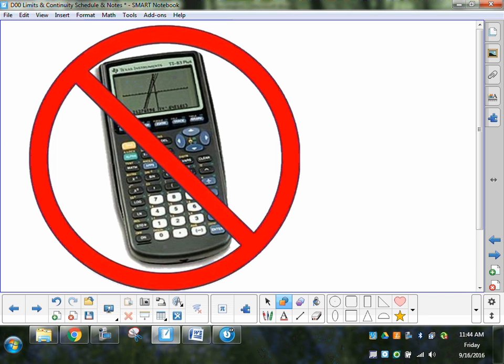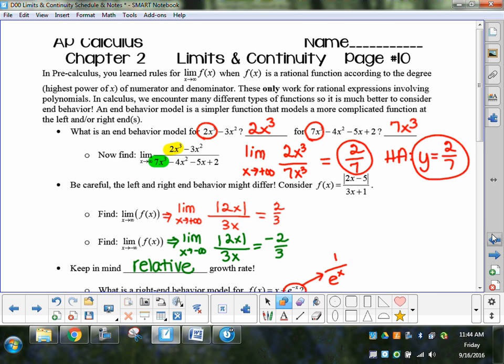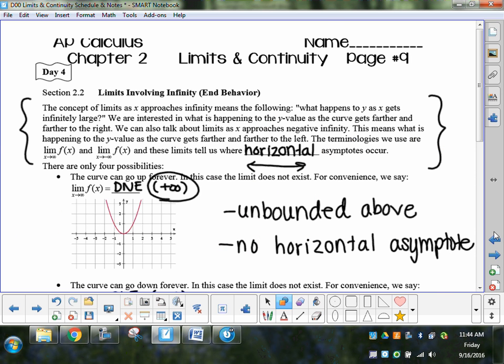No packets out, open to where we left off before. And we're going to fill in for today. And then we're going to bounce over to where we need to go.